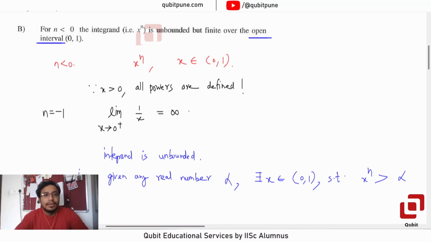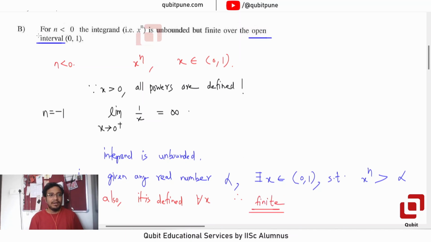Okay. It is unbounded. Can we say that it is finite? Yes, we can say that it is finite because except at 0, everywhere it is well defined. Also it is defined for all x in the open interval and therefore by definition finite. Okay, so B is right. B is right.